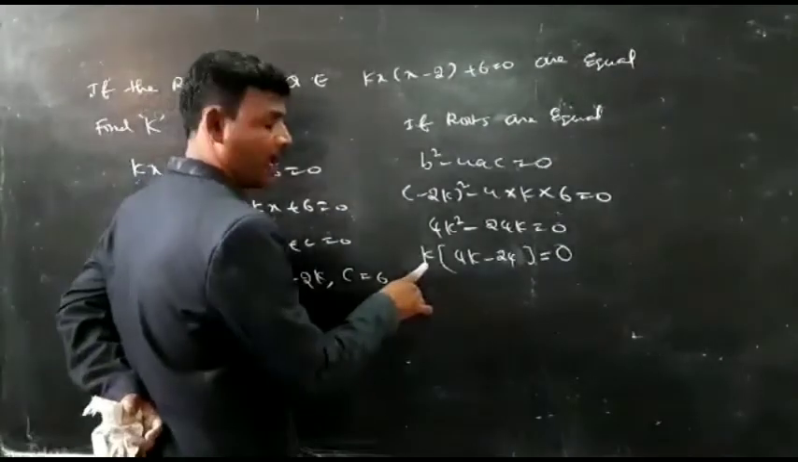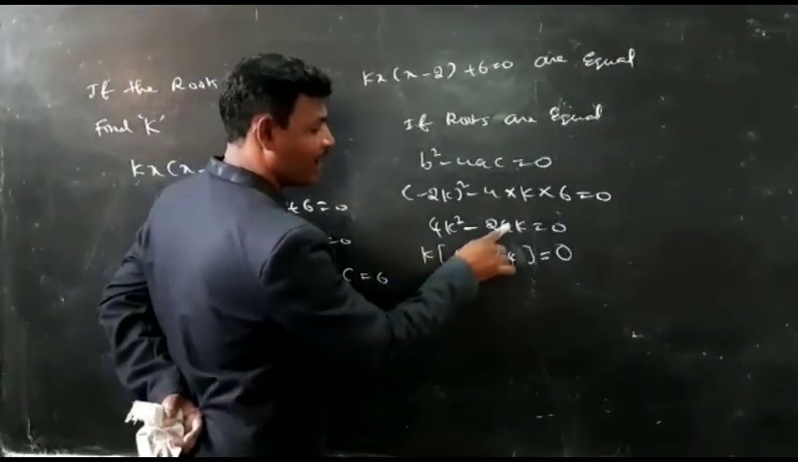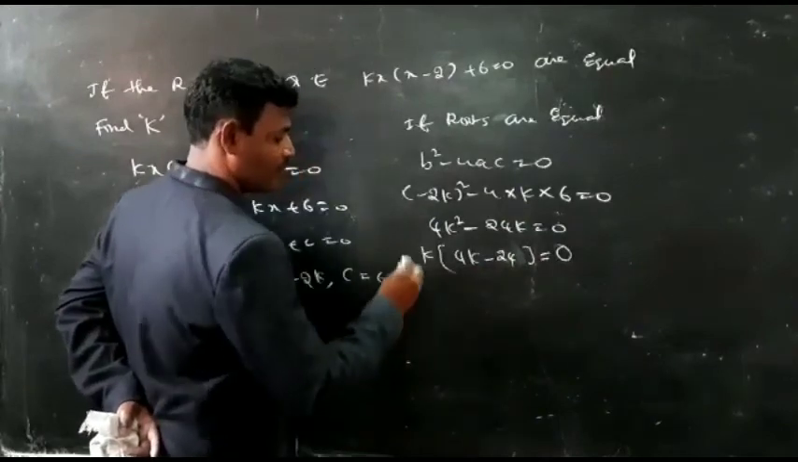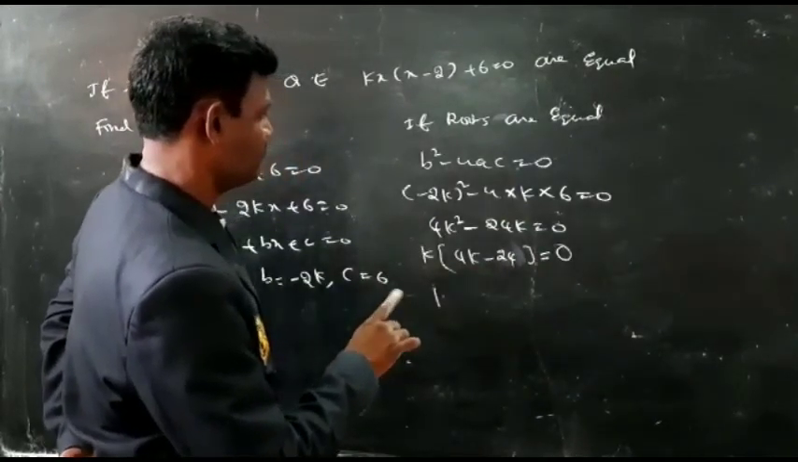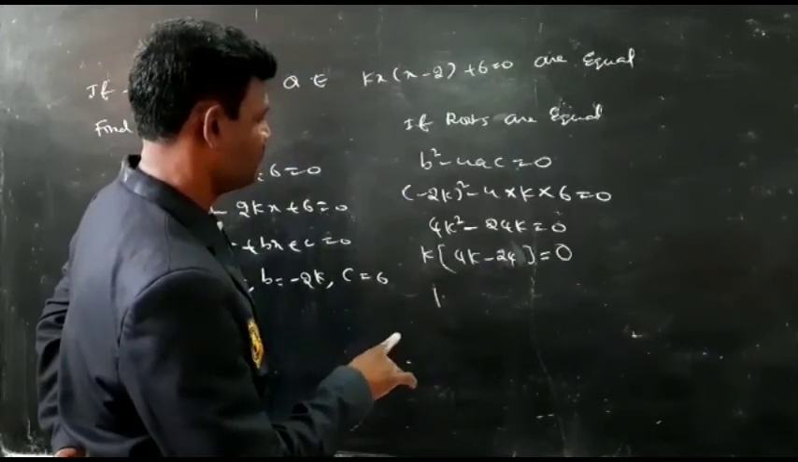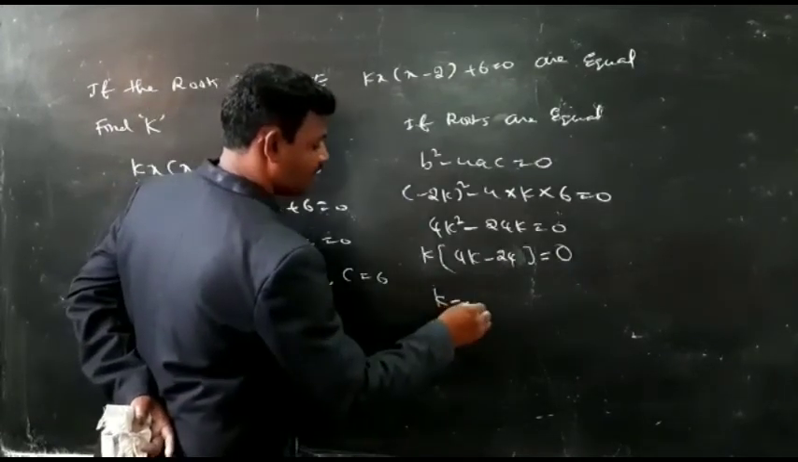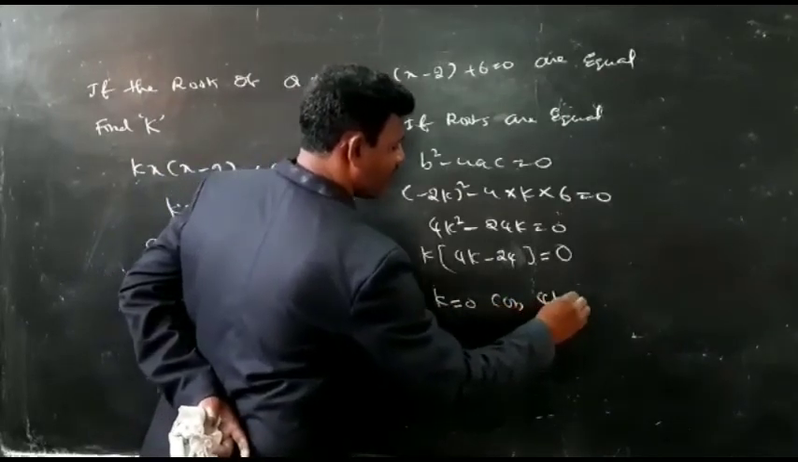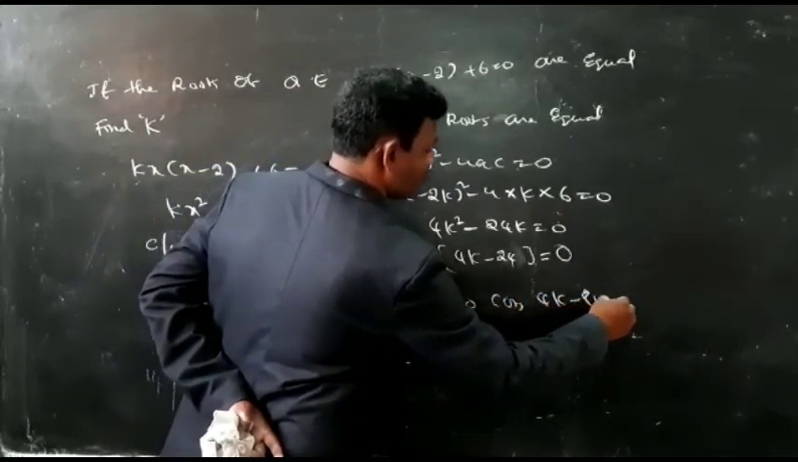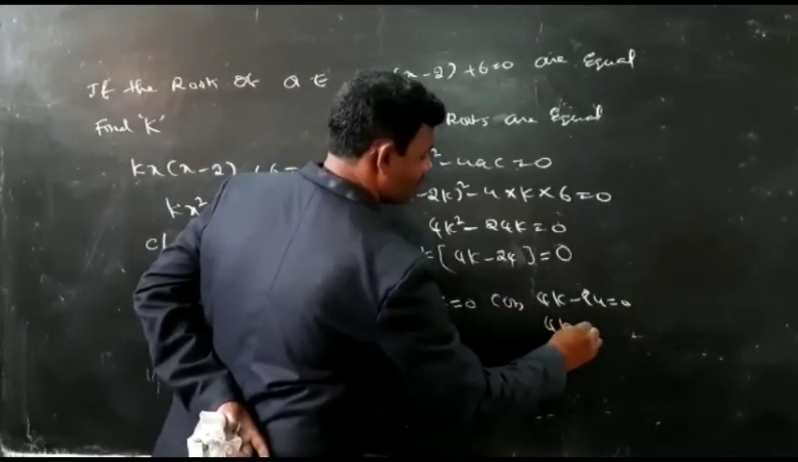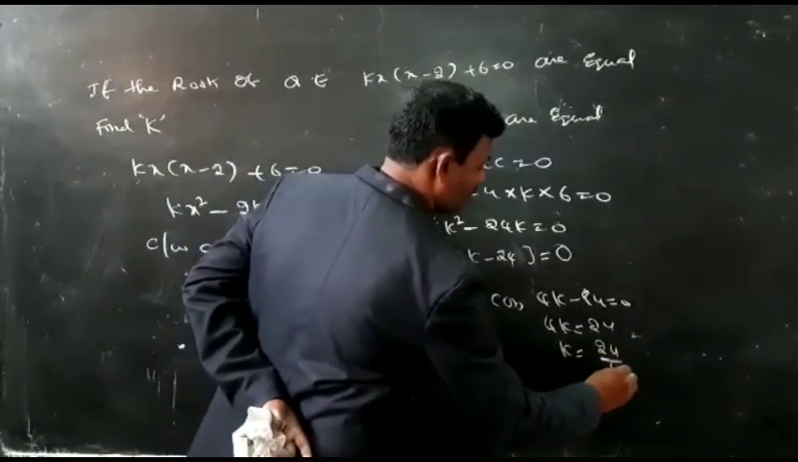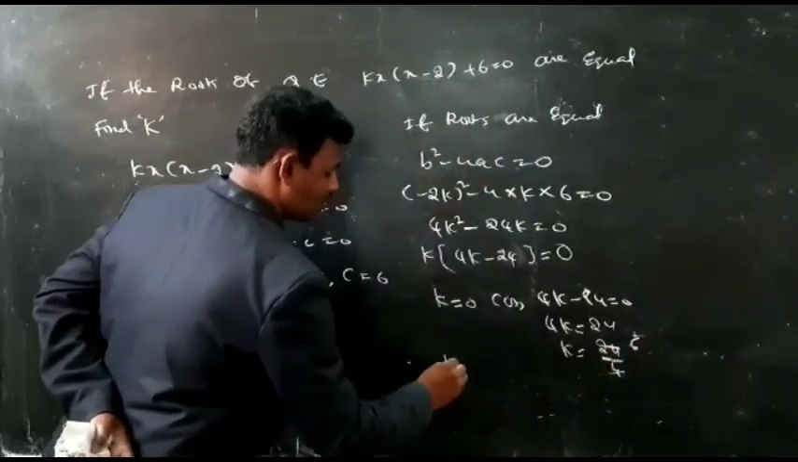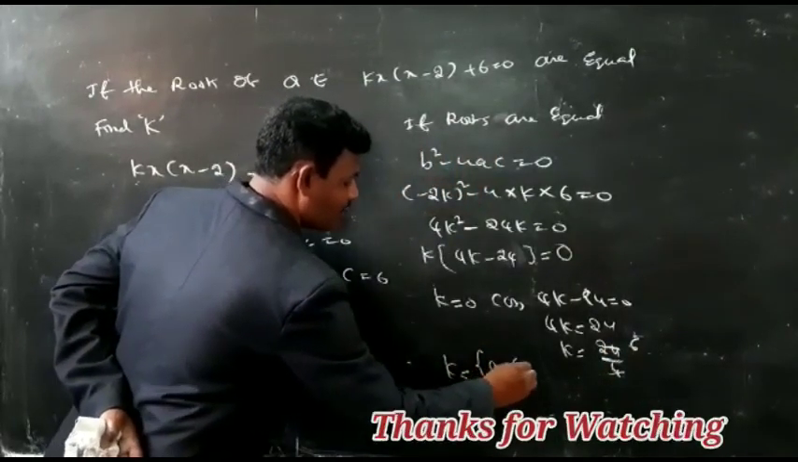Here I took k as a common. So remaining 4k minus 24 is equal to 0. Now see here, k is equal to 0 or 4k minus 24 is equal to 0. So it is 4k is equal to 24. Then k is equal to 24 by 4, 4 6s are 24. So what is the value of k? 0 comma 6.